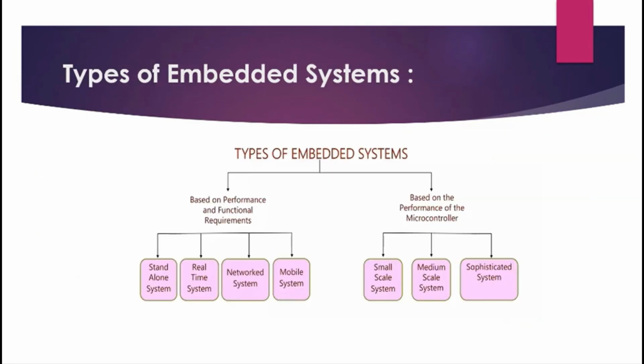Moving on to the types of embedded systems. Based on performance and functional requirements, there are two types. The second type is based on the performance of the microcontroller. In the first type, there are four sub-branches. The first branch is standalone system. The second branch is real-time system. The third branch is network system. The fourth branch is mobile system.